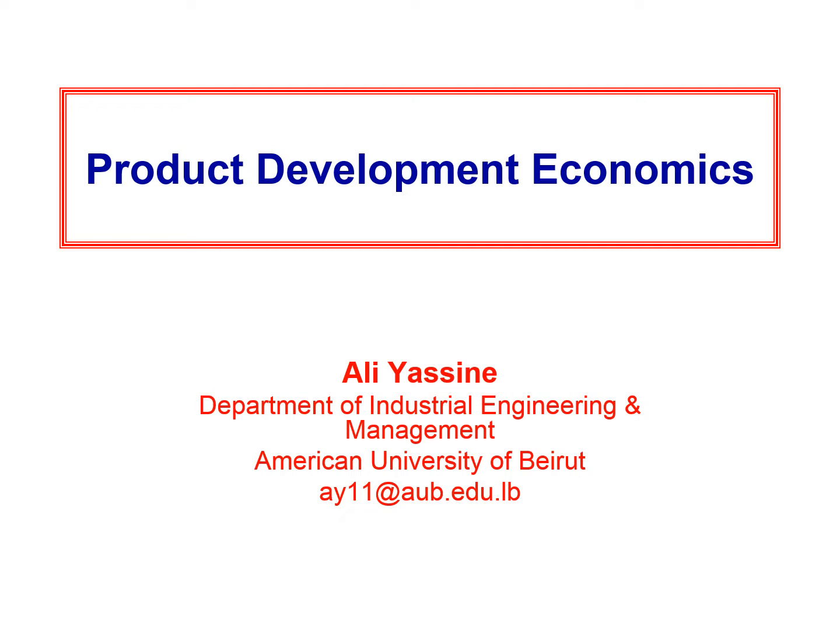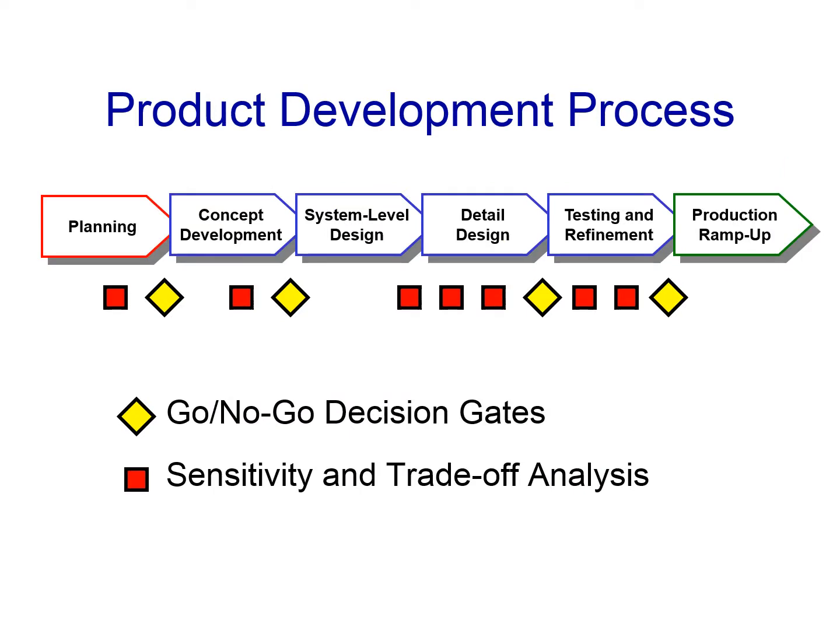We will go through an example to show what inputs are needed to run the analysis and what we do with the outputs. Economic calculations can take place at various points in the development process, particularly at phase gates, where the project has to pass through successfully before advancing to the next phase. You can think of this as a go, no-go decision.